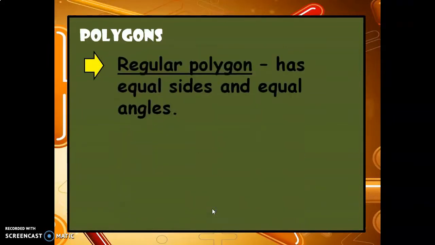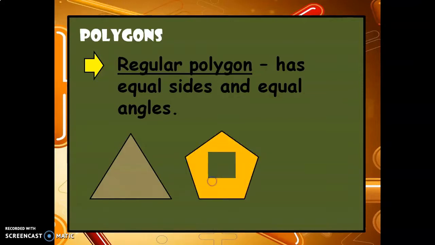Now, if a polygon has equal sides and equal angles, these polygons are called regular polygons. Always remember, if all sides are equal and all angles are equal, these polygons are called regular polygons. Let's have some examples. If all sides are the same, this is a regular triangle, which is called an equilateral triangle. The second one, if all sides are the same, is called a regular pentagon. The last example has six sides. If all sides are the same, it is called a regular hexagon.